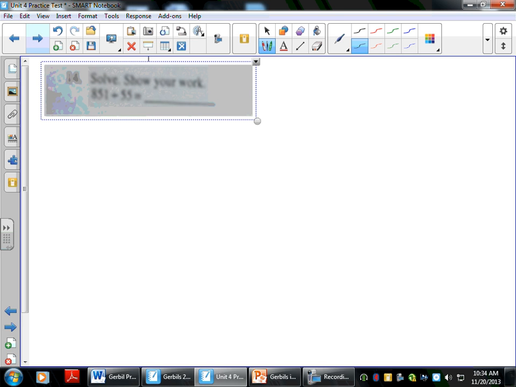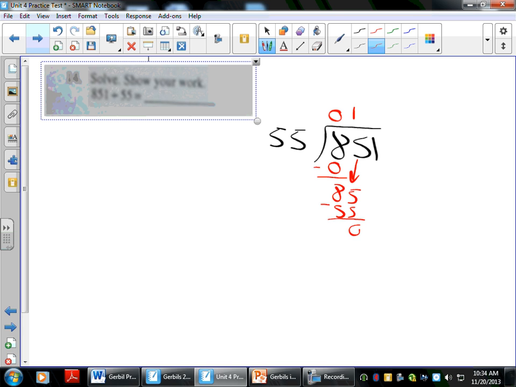Next problem. That says 851, it's a little blurry, divided by 55. How many times can 55 go into 8? 0 times. How many times can 55 go into 85? 1 time. 55. Subtract, 0, 3.